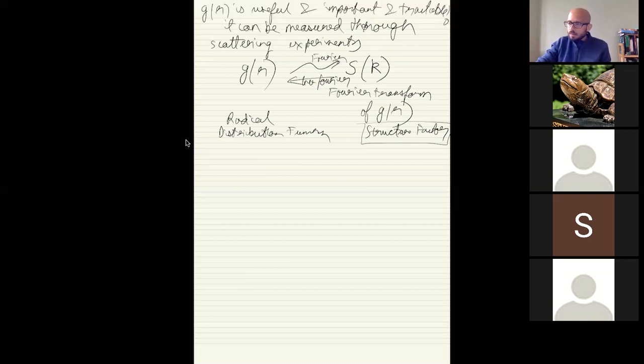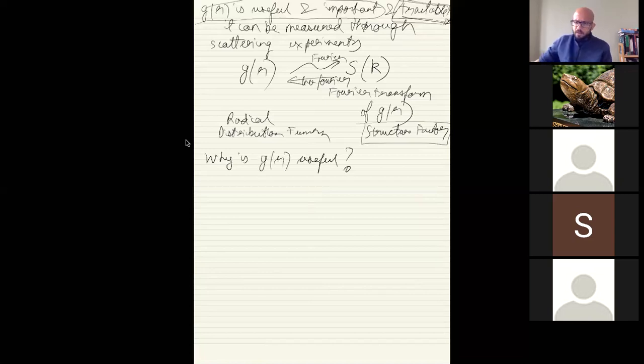So they are tractable. I have not shown you yet how exactly they are useful and important, right? I have told you that you can measure them, but I have not told you why they are useful. They are useful for a variety of reasons. Why is G of R useful?